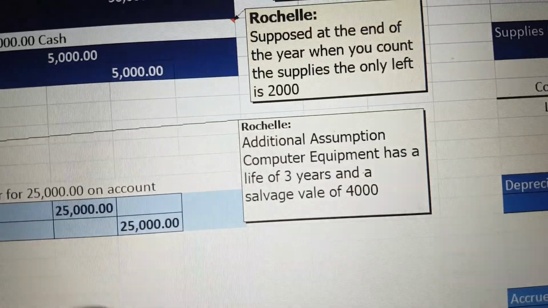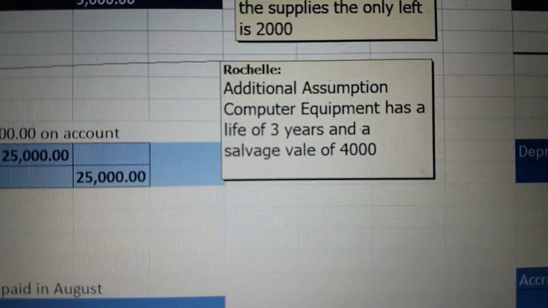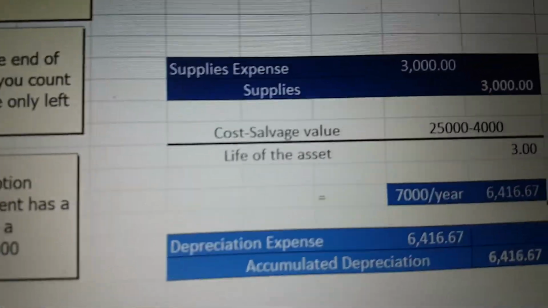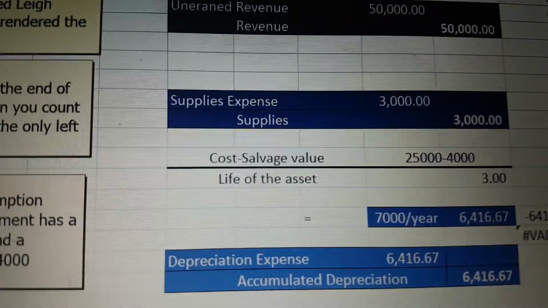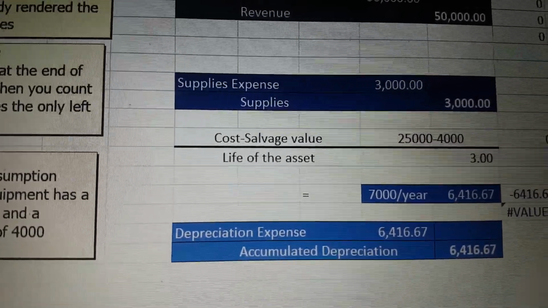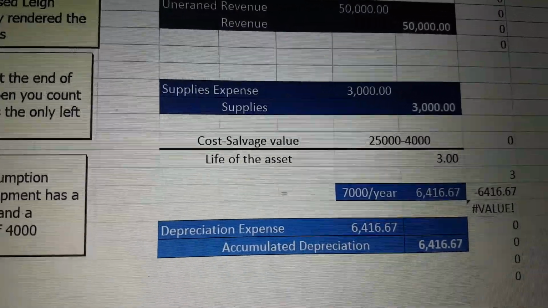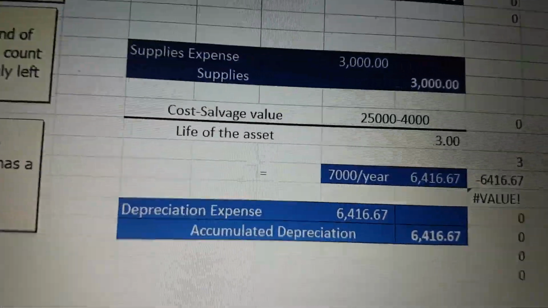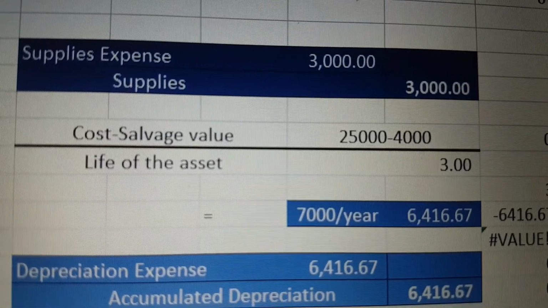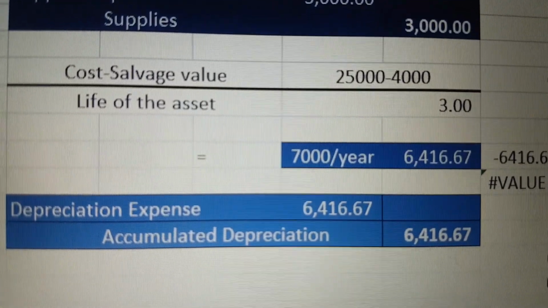Then we go to our additional assumption: the computer has a life of 3 years and a salvage value of 4,000. So, what is the salvage value? Salvage value is the amount that at the end of its useful life, when you sell that particular equipment, you will be able to get a certain amount, 4,000. So we have now cost 25,000 less salvage value 4,000, divided by the life of the asset, which is 3 years. So we have 7,000.